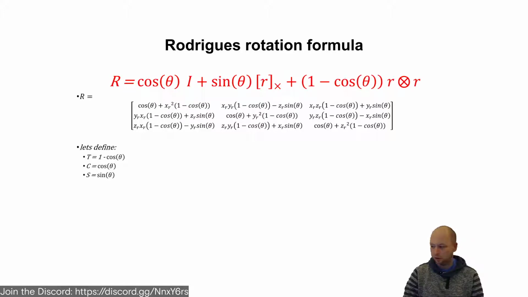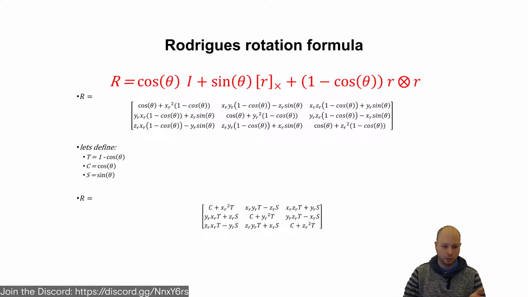So we have this large equation. This is what it breaks down to if you do all the math, and this is what it decomposes to. Let's define a couple of values. Let's set t to 1 minus cosine theta. Let's set c to cosine theta. And s to sine theta. Hopefully this will simplify the equation a fair bit.